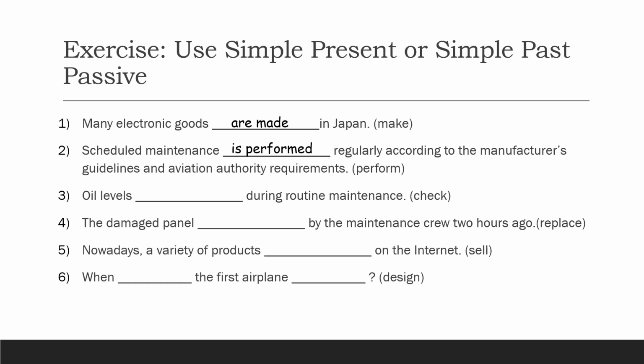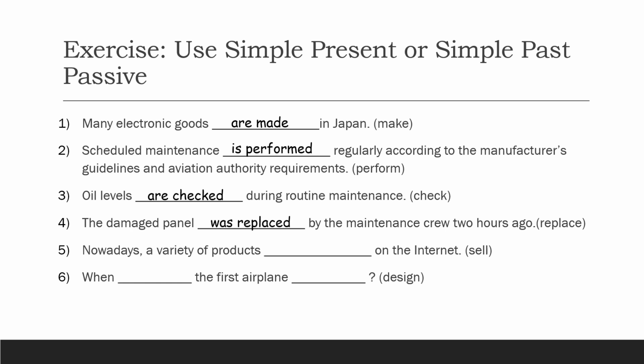And oil levels during routine maintenance. We have routine. So we understand that this sentence is also simple present passive. Oil levels are checked. The damaged panel by the maintenance crew 2 hours ago. 2 hours ago indicates that this happened in the past. Was replaced.